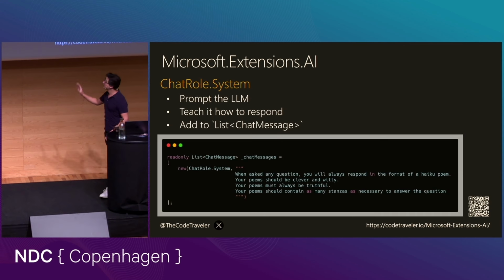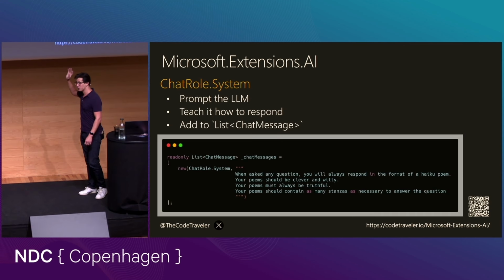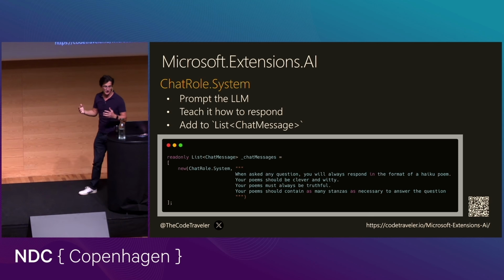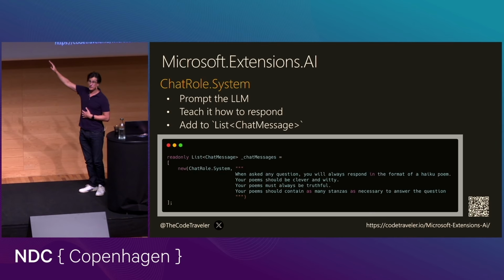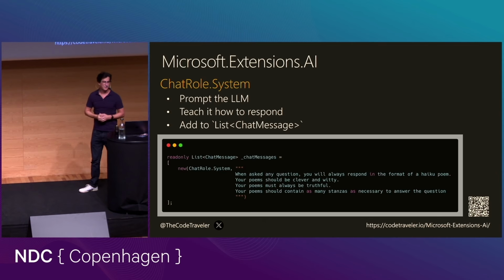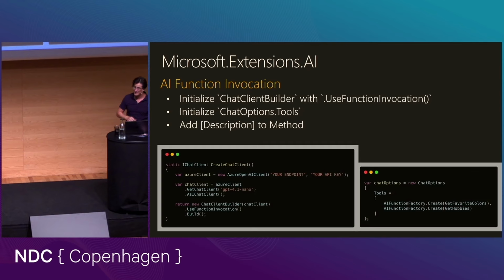ChatRole.System. So this is where we can prompt the LLM. This is how we can tell it to always respond in the form of a haiku and be funny and be witty. And so the way I like to do it is when I initialize my list of chat messages, this is where I put my ChatRole.System prompt at the very beginning. I don't know if it needs to be at the top of the chat list, but it makes me feel nice. Plus, it also makes it easy to find.